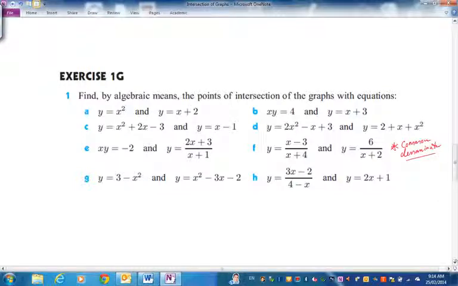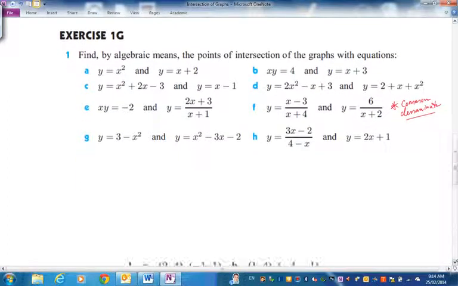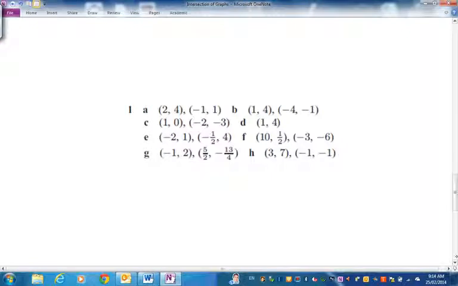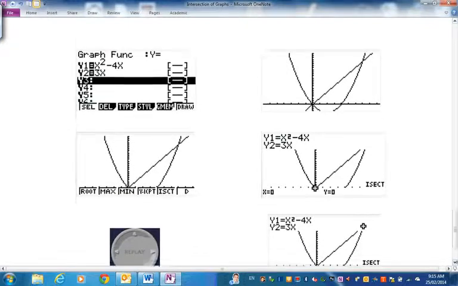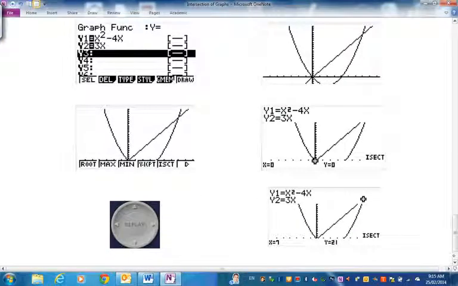All right, let's have a look at the answers to those and see what you thought. Okay, there are some answers. Now we also want to be able to do this with technology, so I've got a little bit of technology coming up. This is on the Casio 9860 Plus, a great graphics display calculator.